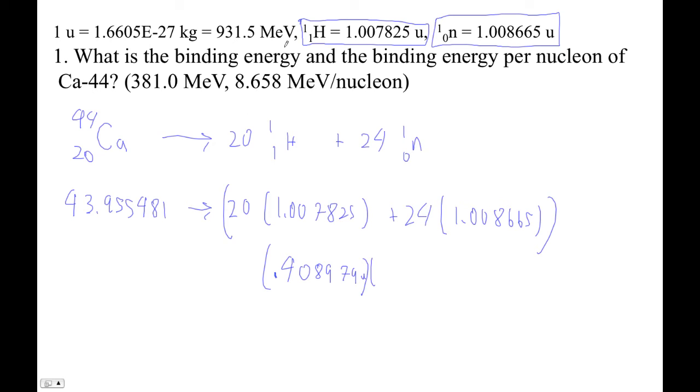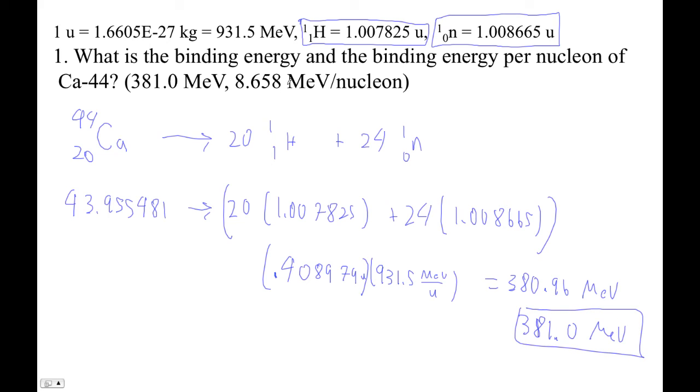To convert that into MeV, 1 U in MeV is that. This is the MeV to U ratio, mass and energy. So I'm going to multiply by 931.5, and indeed I get 380.96. Because we have 4 sig figs, we would round that to 381.0 MeV.